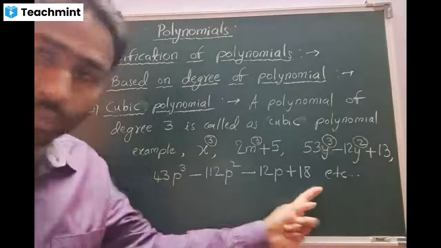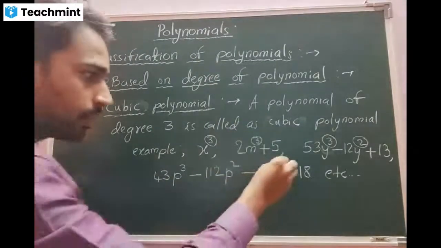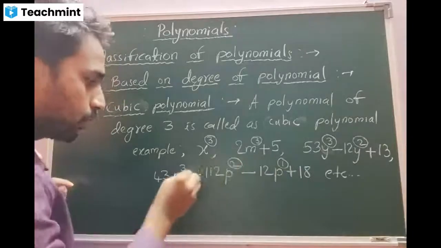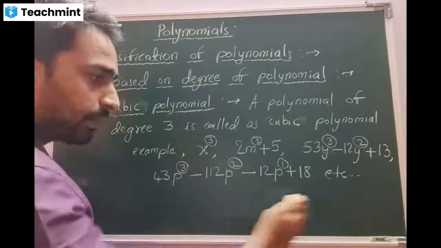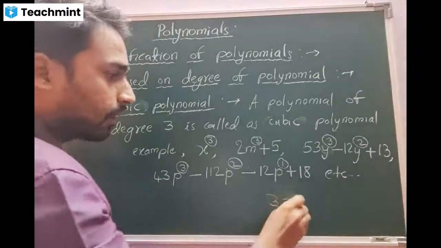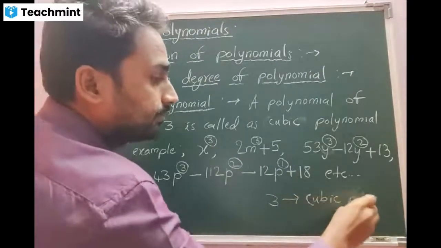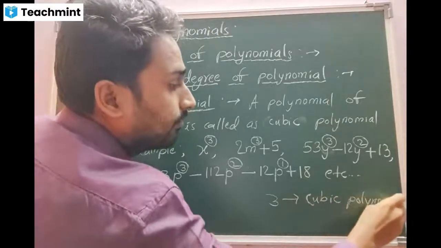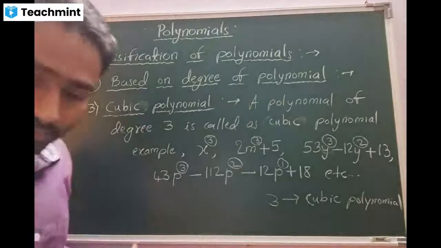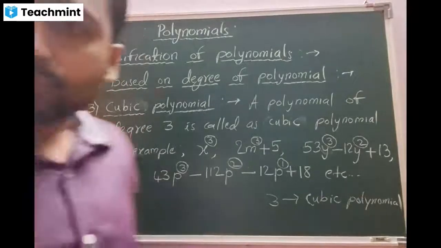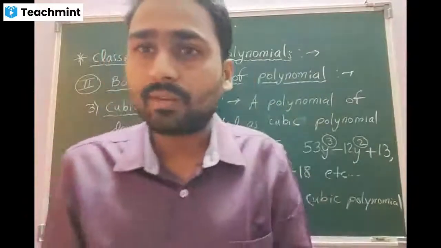The last one, the variable is repeating 3 times with power 1, power 2 and power 3. Since the highest one is 3, its degree will be referred to as 3 and it will be called a cubic polynomial. Is that clear, beta? Friends, tell me any confusions you are having here? No, sir. Beta, let me repeat the classification of polynomials.